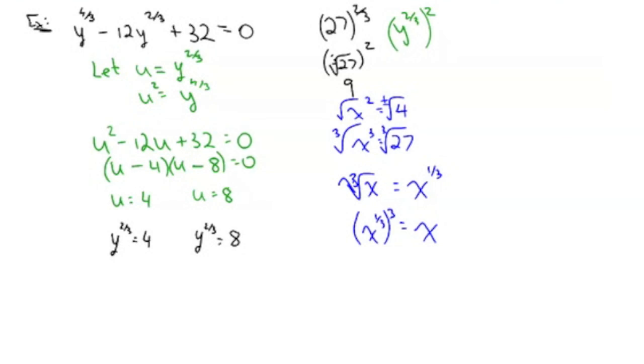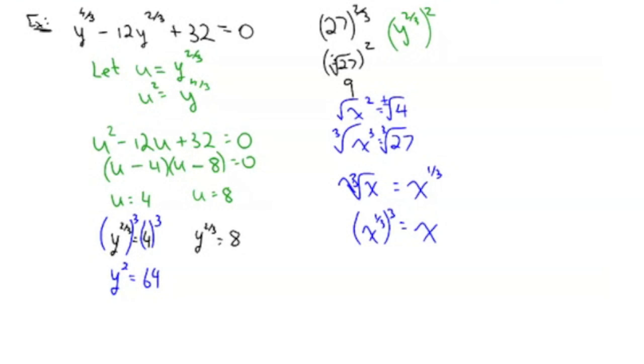I can cube it, but then there's the 2 left over. Let's do that. Let's go the long way. Cube both sides. What does that do? Well, this becomes y to the 2nd power is equal to 4 cubed. Without a calculator, cheaters.